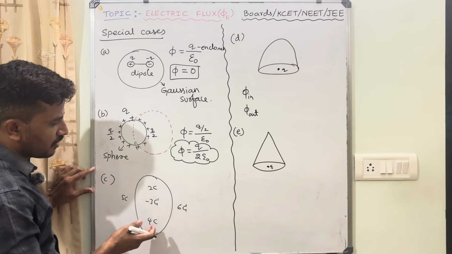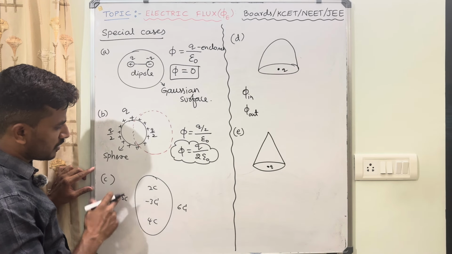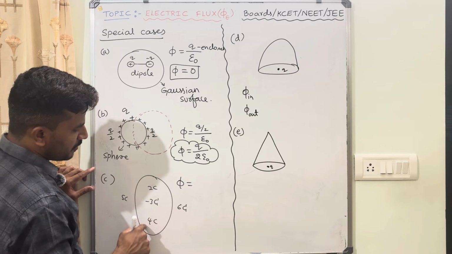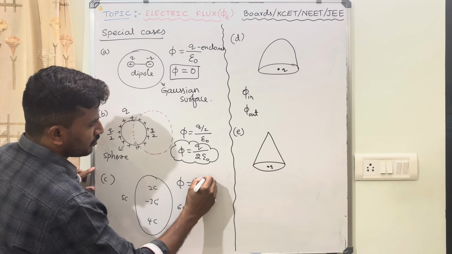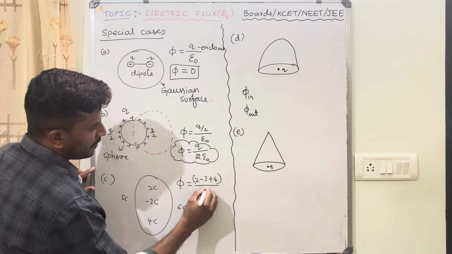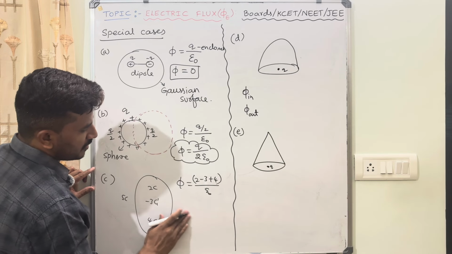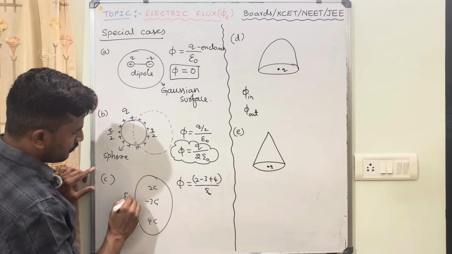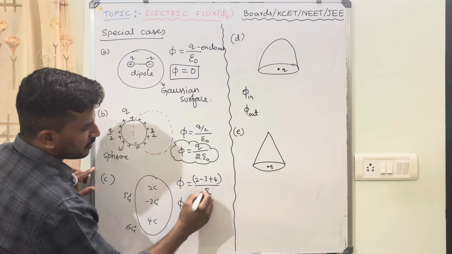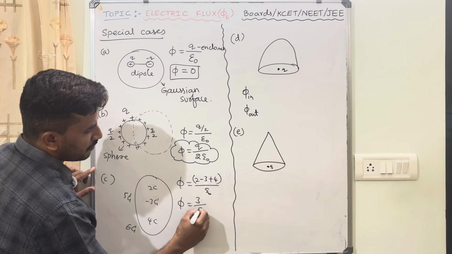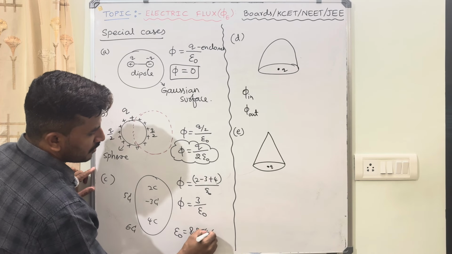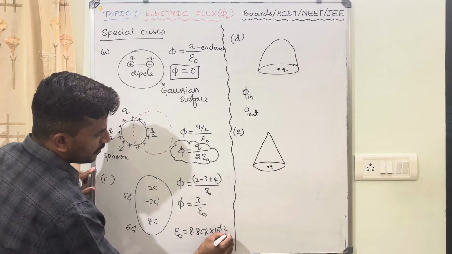Now here we have a closed surface, inside also charges are there, outside also charges are there. So flux is given by only inside charges, 2 minus 3 plus 4 coulomb divided by epsilon naught. Outside we will not consider. Even if there is 5 coulomb, 6 coulomb outside, don't consider. Phi is equal to 3 coulomb divided by epsilon naught. If you want, you can substitute the value of epsilon naught, 8.854 into 10 to the power minus 12 farad per meter, and calculate.